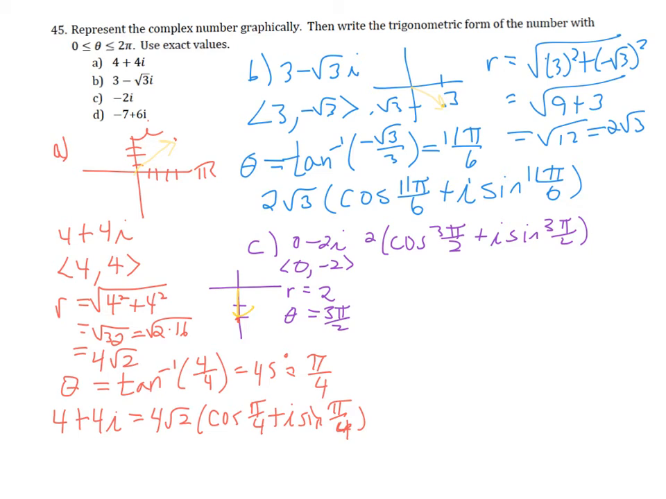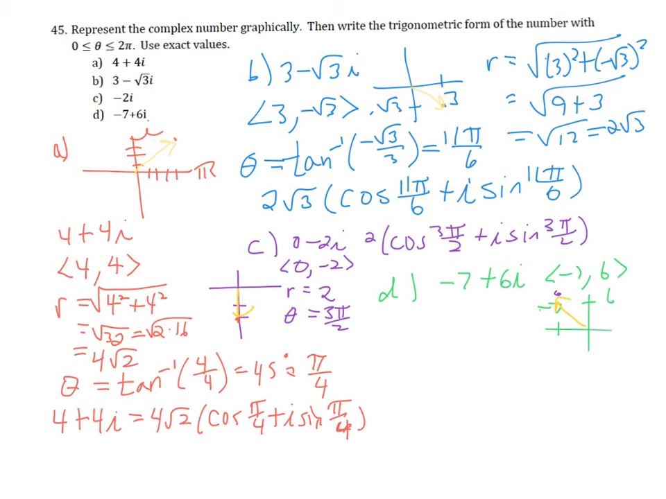And then finally, let's do D. Negative 7 plus 6i. So your components are negative 7, 6. So it'd be here. Not the greatest graphical representation, but I think you get the idea by now.